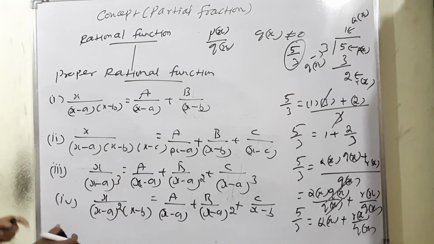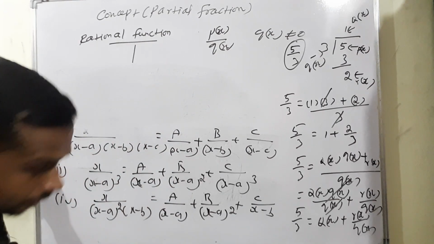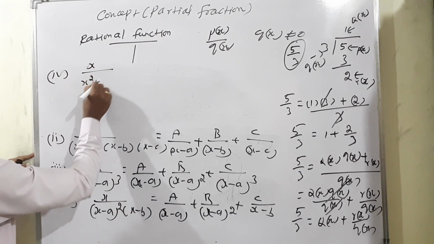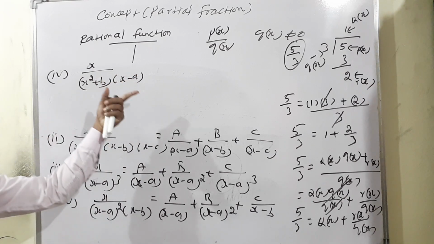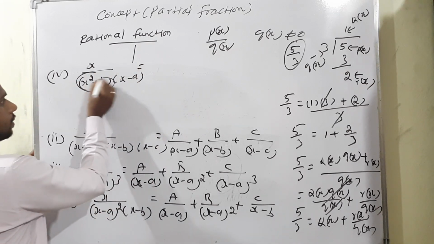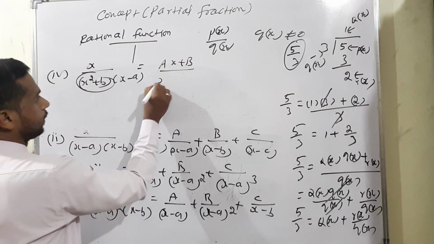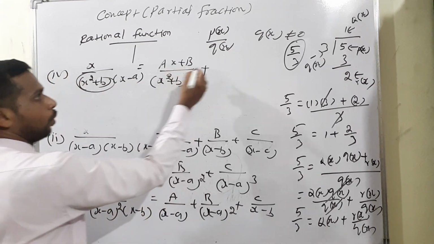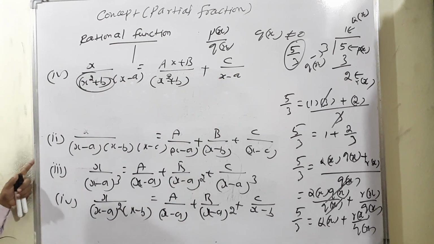So different and repeated, and sometimes a non-factorized quadratic. Listen very carefully. Non-factorized, fourth type. Example, x divided by x square plus b into x minus a, or x plus a, whatever it is. Non-factorized means definitely we can apply the first case. This is called ax plus b divided by the non-factorized term, x square plus b, then plus capital C divided by the next factor, x minus a. This is the way.